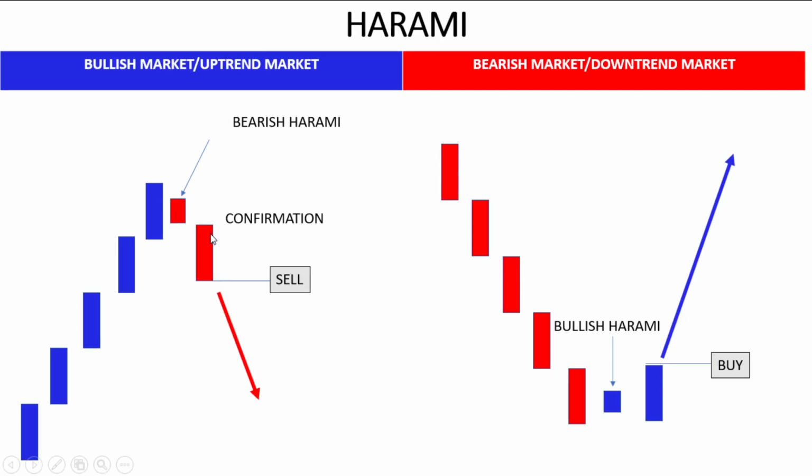The confirmation can come this way. You can have your confirmation just after this candle below, or you can have your confirmation right being a pregnant woman. This can be a pregnant woman, however, the confirmation candle, then you can buy.